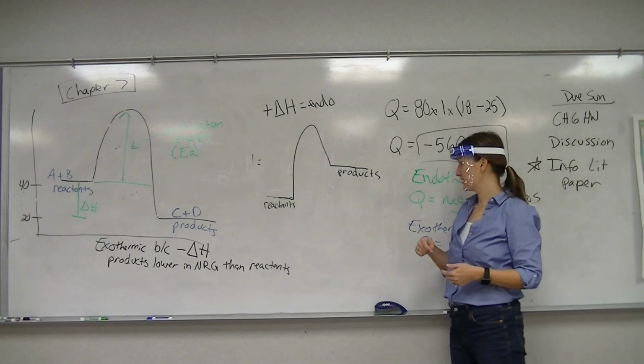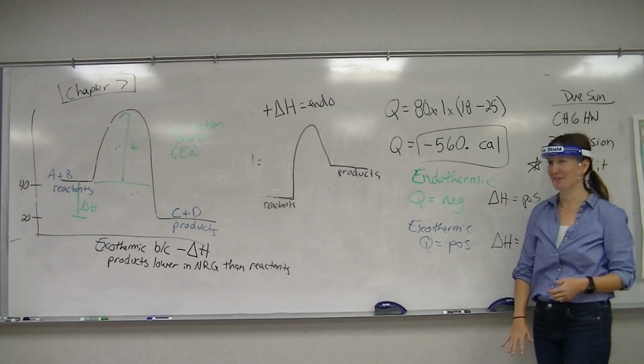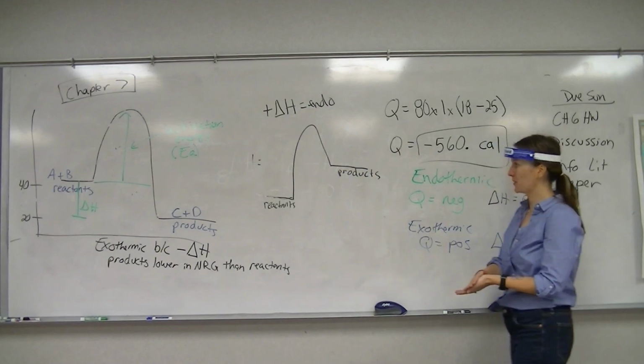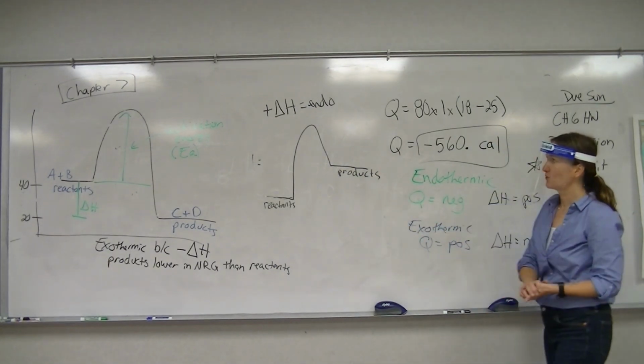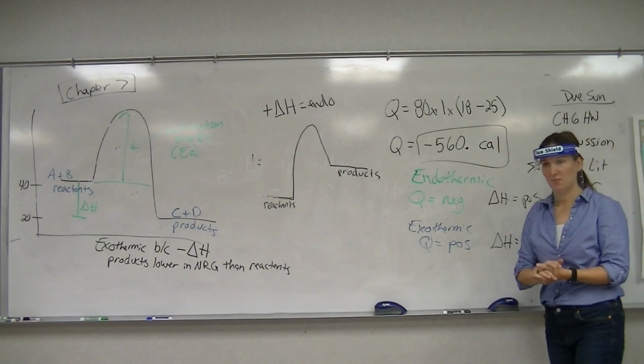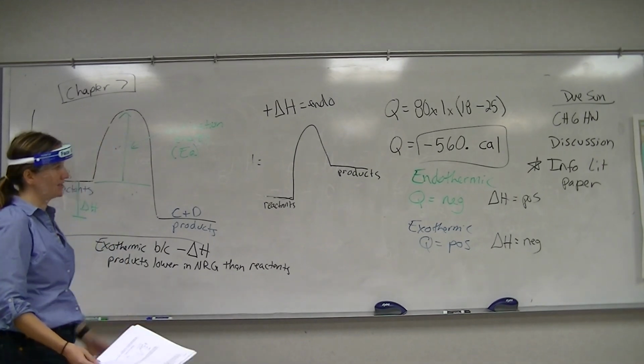When we come back next class, I'll make a big table summarizing this so you can have it all in one spot. What are the Q values? What does that mean for exo and endo? What are the H values? What does that mean? And then the reaction diagrams as well. You can do the change in temperatures if you want. There's a lot of different ways to figure out if a reaction is endo or exothermic.